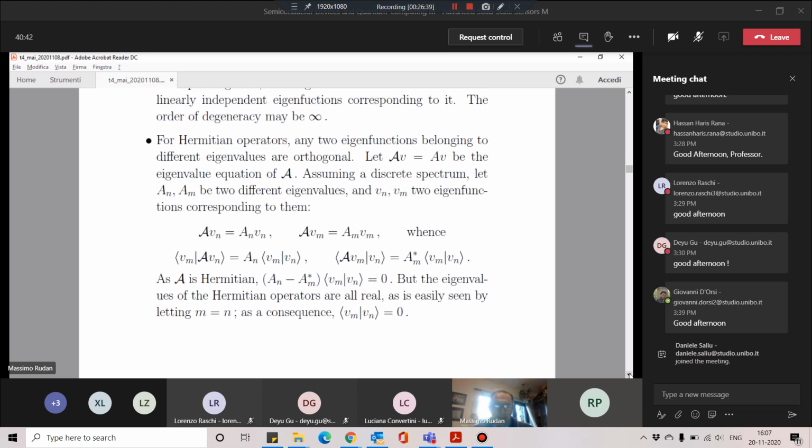Take an operator and assume that this operator is Hermitian. We shall see later that the operators that we must consider in quantum mechanics must be Hermitian. And the reason is quite simple. The eigenvalues of the Hermitian operators are real. So we shall demonstrate this, not now, but later, okay?